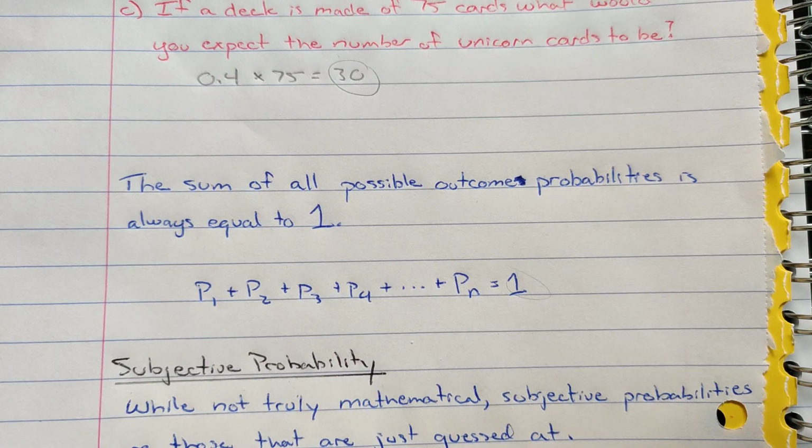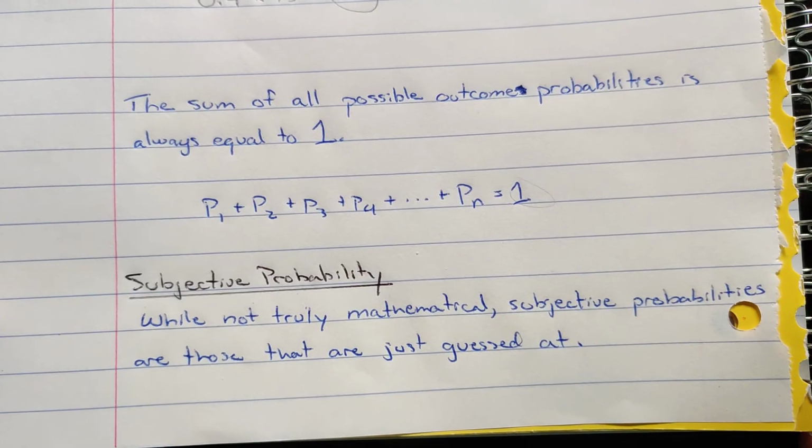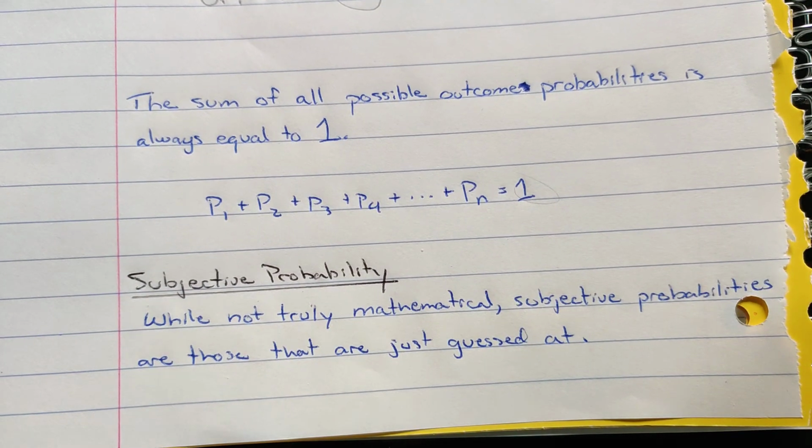And then lastly, just subjective probability, because it comes up in real life. It's not really mathematical, but subjective probabilities are those that are just guessed at. I give the Blue Jays a 47% chance of winning the World Series. I give you a 27% chance that you'll make a paper ball and throw it into the wastebasket. Something like that, where we don't actually have evidence of it. We're just kind of making assumptions on that. So that is a subjective probability.